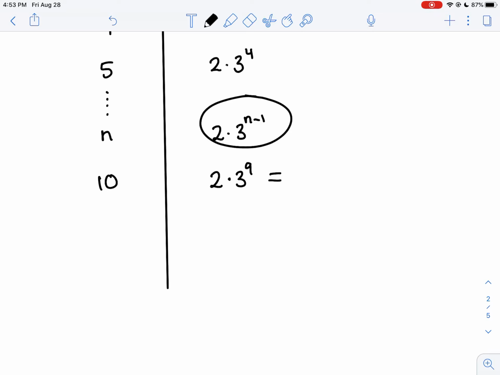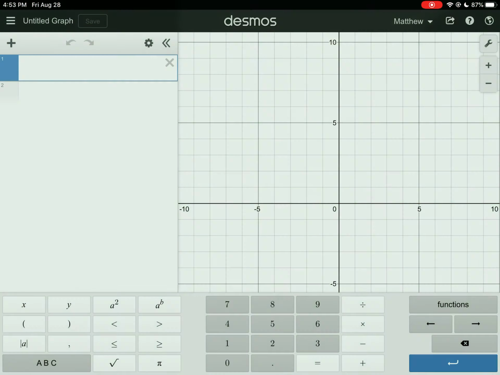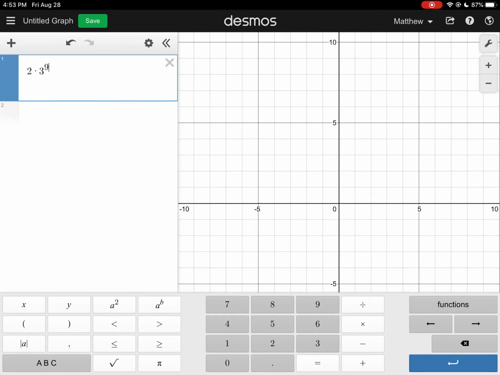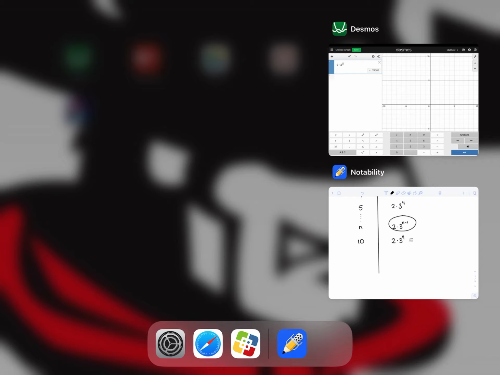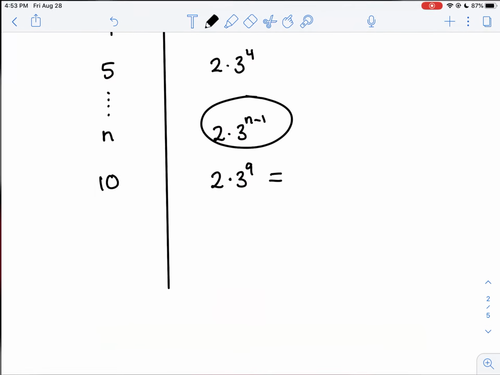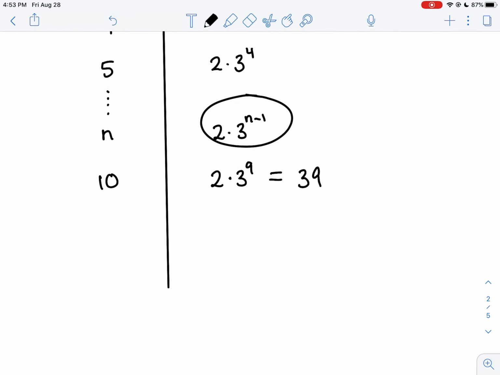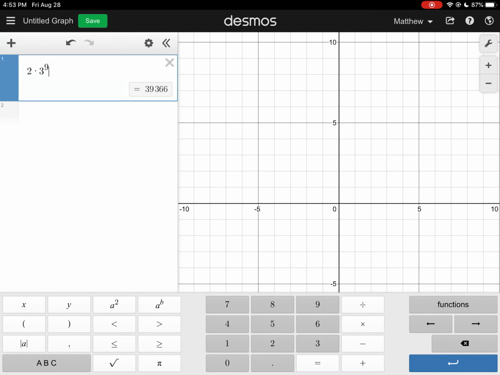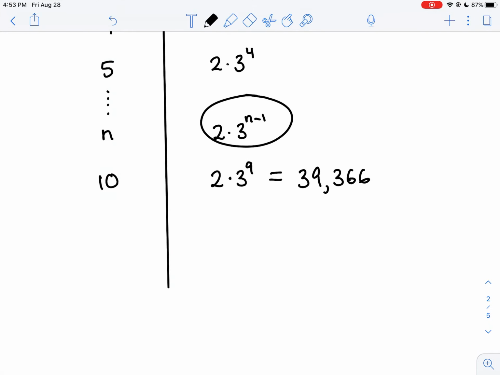Now I'm going to go ahead and just reach for a calculator to make this a little bit easier. My calculator of choice is Desmos. It's a free graphing calculator that also does calculations. And we wanted to do 2 times 3 raised to the 9th power. So this would wind up being that 10th number in the list, 39,366. Always double check I wrote things down correctly.